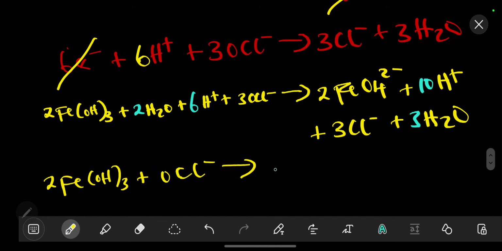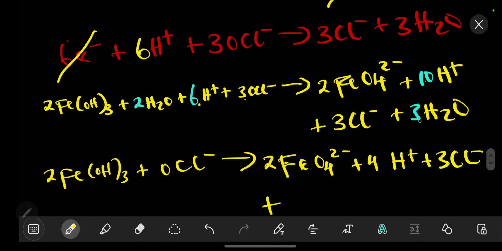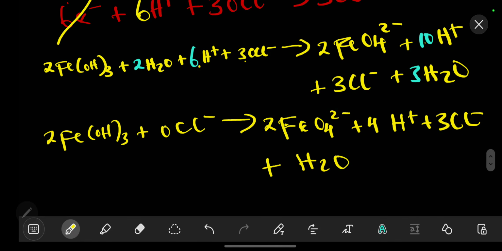To become 2FeO4, 2 negative. Then we have 10 minus 6, which will give us plus our 4H plus. Then we have plus our 3Cl negative. Last but not least, we have 3 minus 2, which will give us just 1 H2O, like that. So this is what we have as our balanced chemical equation.